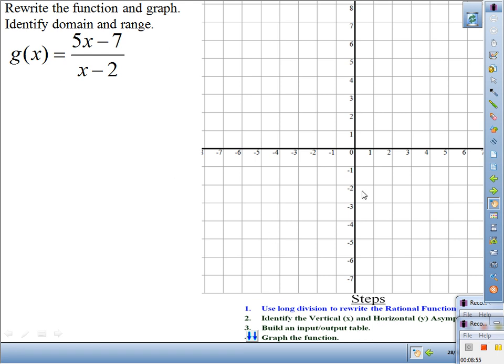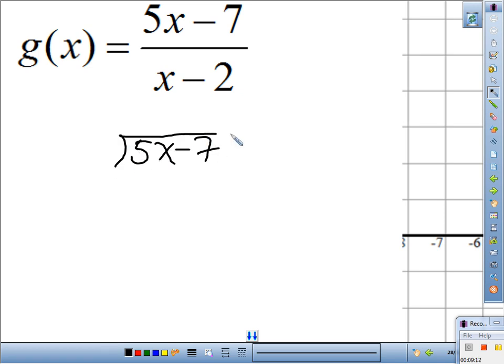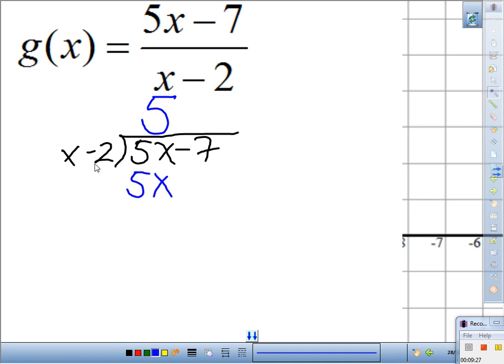Here we go. I'm going to zoom in, and I'm going to use long division. What's our dividend? 5x minus 7. Divided by, what's my divisor? X minus 2. All right, I'm going to switch to blue. What number times x gives me 5x? 5. 5 times x is 5x. However, it has another term. What is 5 times negative 2?